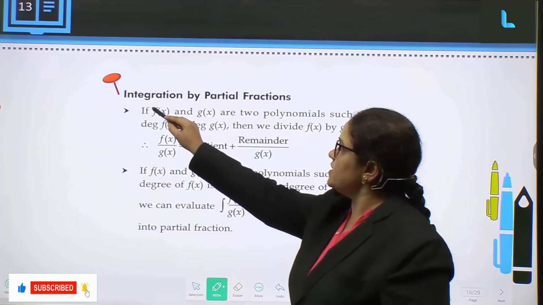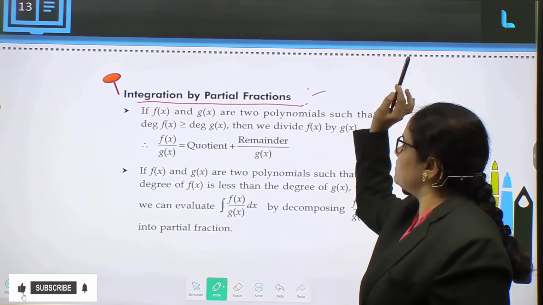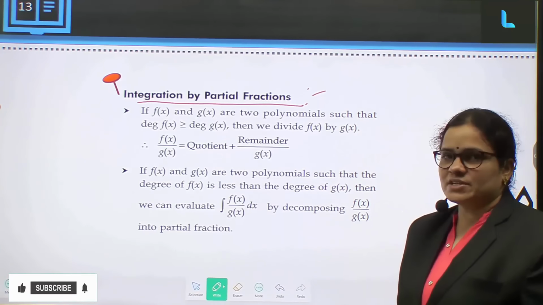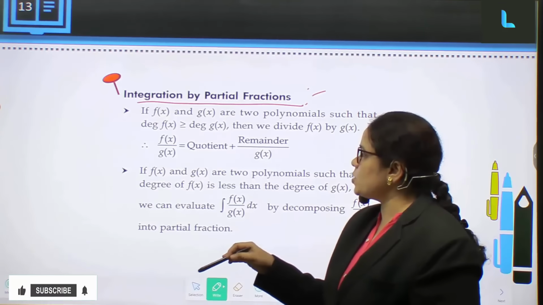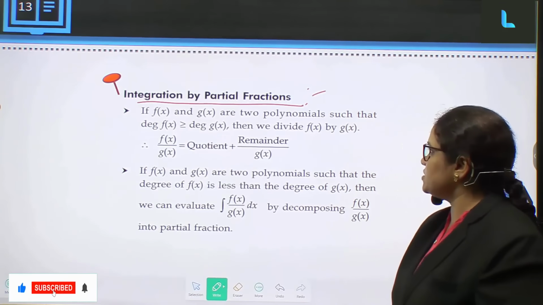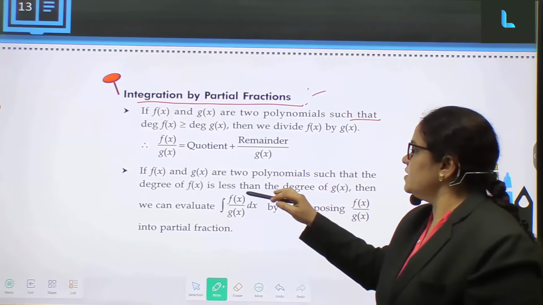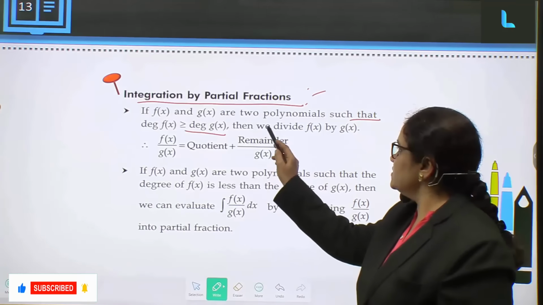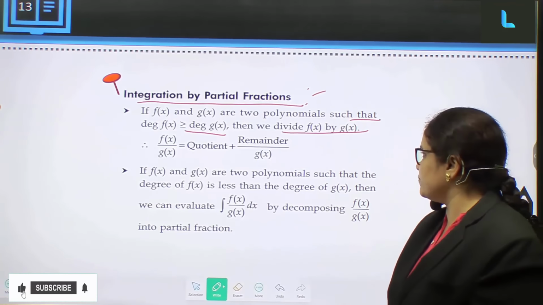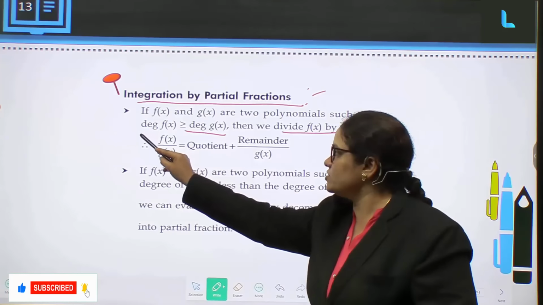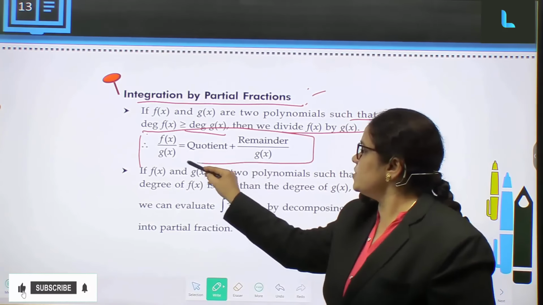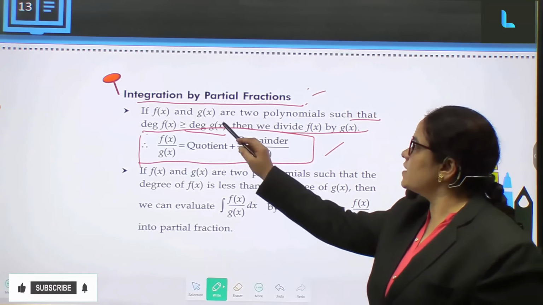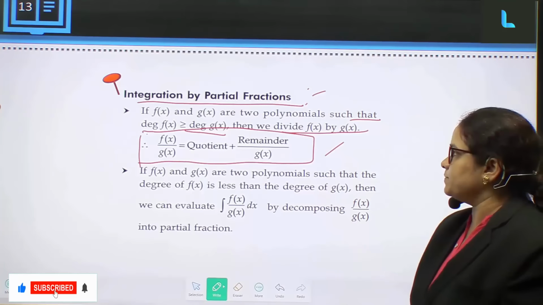The next topic is integration by partial fractions. Let's see the important notes in this topic. If f of x and g of x are two polynomials such that the degree of f of x is greater than or equal to the degree of g of x, then you divide f of x by g of x. Therefore, f of x by g of x equals quotient plus remainder by g of x. This is the general form of integration by partial fractions.